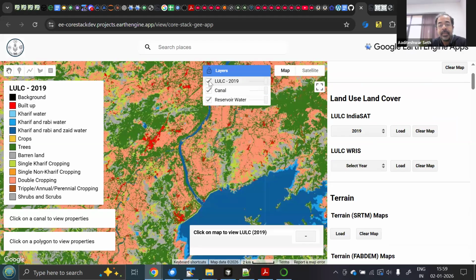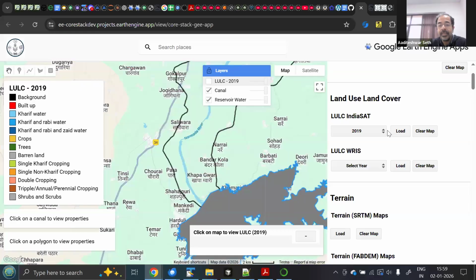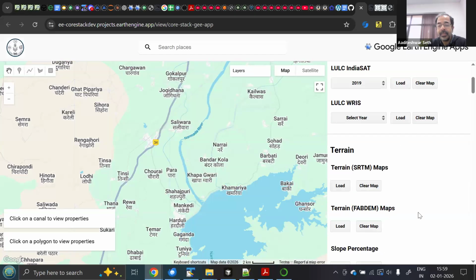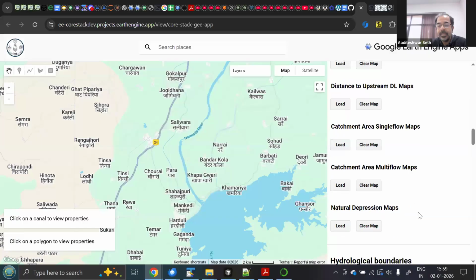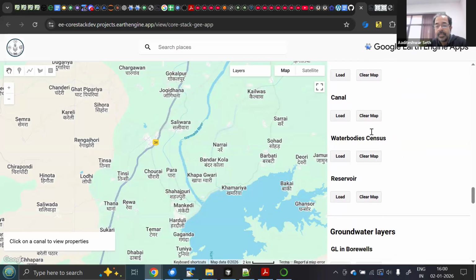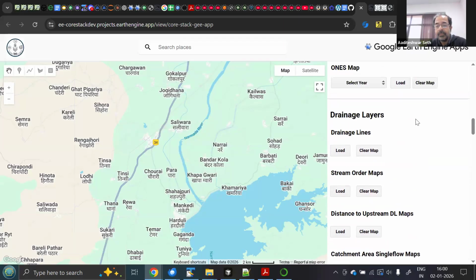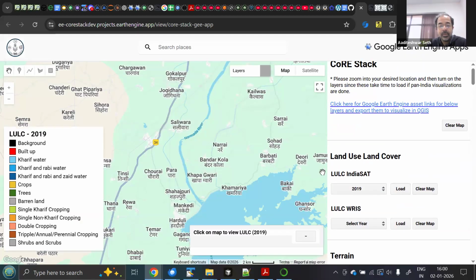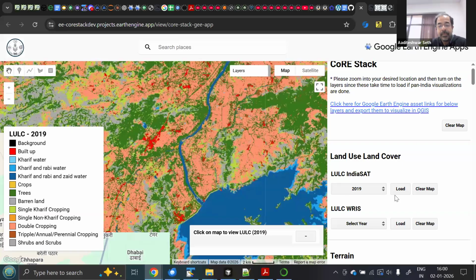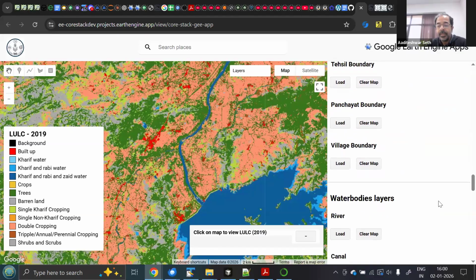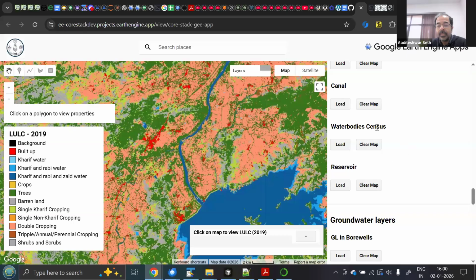We need the LULC layer to be loaded first. Okay, let's try doing this. So let's clear. If this doesn't have bugs, then this should work. Now load the LULC. Now load your reservoirs and load your canals.